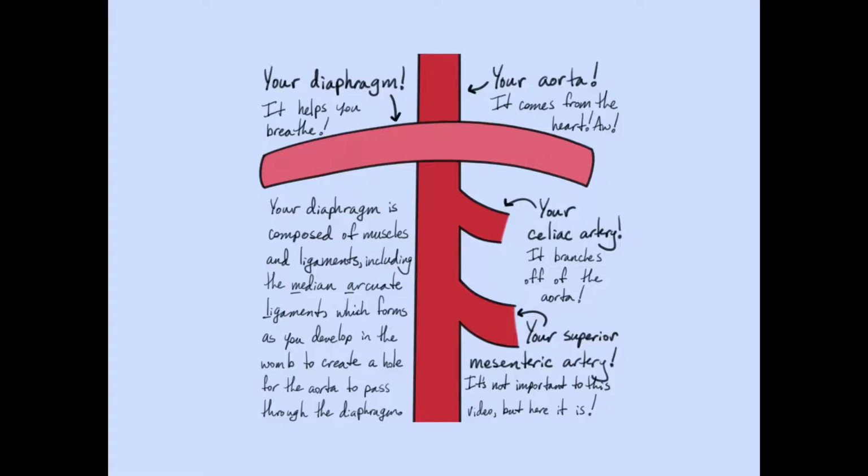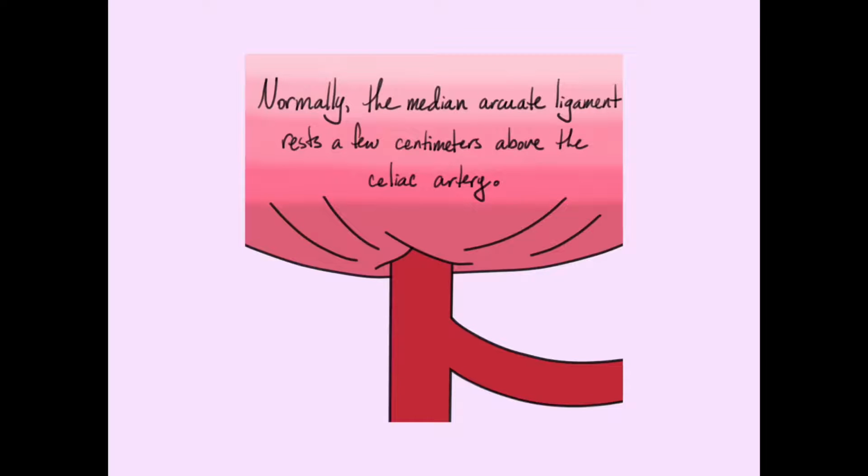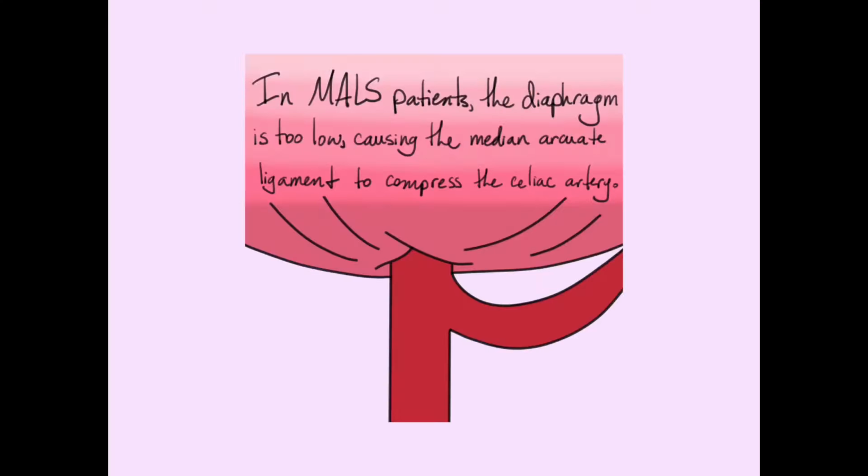Your diaphragm is composed of muscles and ligaments, including the median arcuate ligament, which forms as you develop in the womb to create a hole for the aorta to pass through the diaphragm. Normally, the median arcuate ligament rests a few centimeters above the celiac artery. Nice, properly placed ligament. Happy little artery. In MALS patients, the diaphragm is too low, causing the median arcuate ligament to compress the celiac artery. Mean low ligament. Sad hooked artery.